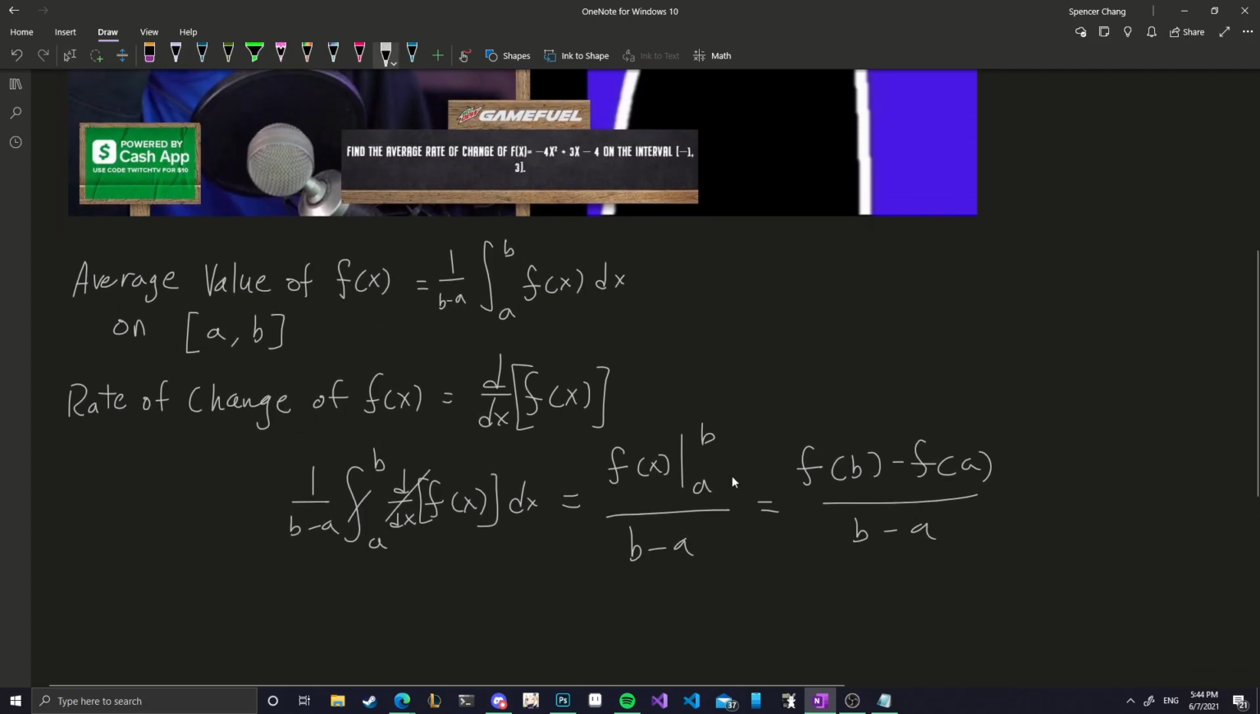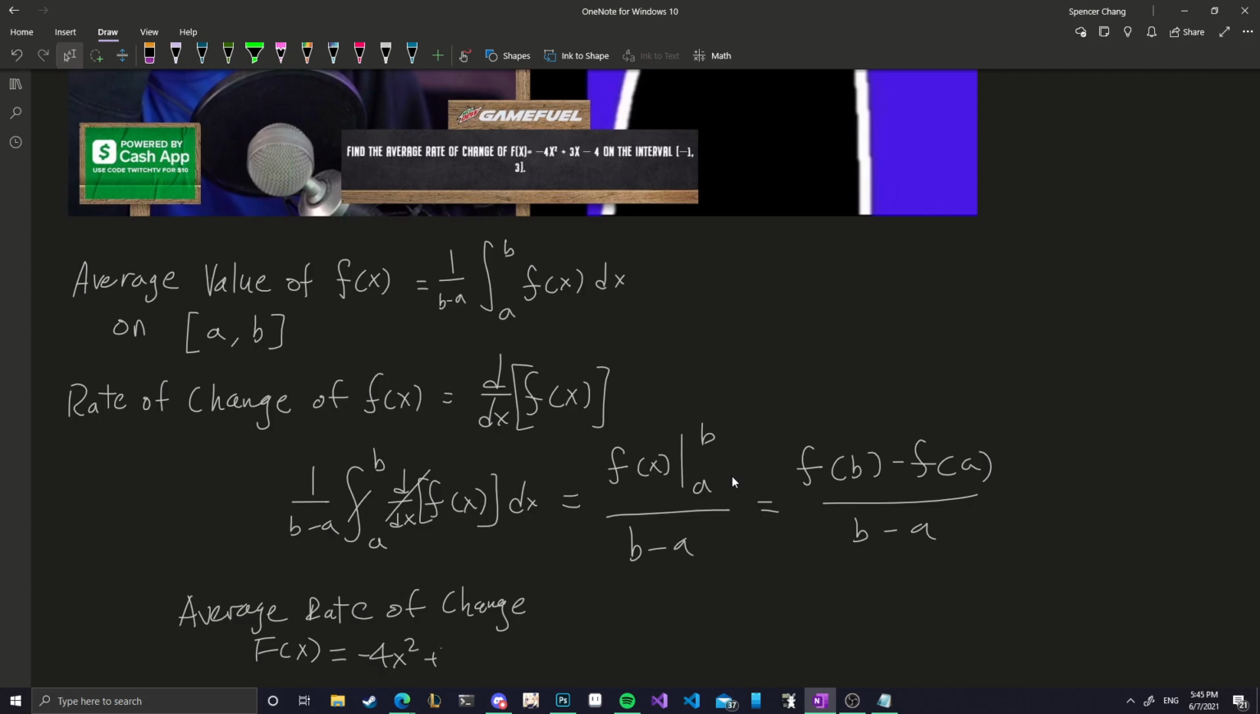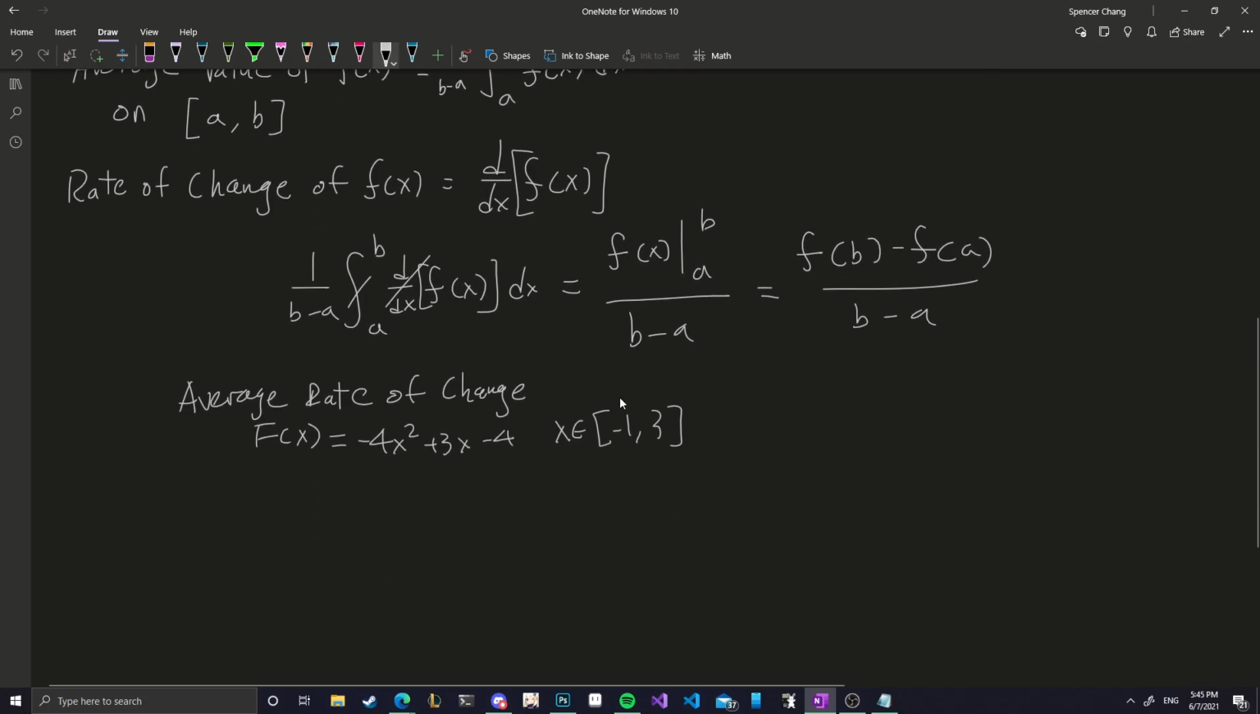So the average rate of change of f of x equals negative 4x squared plus 3x minus 4, such that x is on the interval of negative 1 to 3, is just equal to f of 3 minus f of negative 1 over 3 minus negative 1.